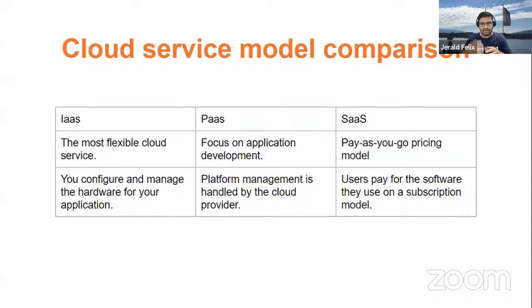So when it comes to IaaS, it is the most flexible cloud service. They provide you everything you need. For example, a compute service is an example of IaaS. So you configure and manage the hardware for your application. It is like you are buying a new computer for your own use, but instead of buying it in real time, you are selecting the resources whichever you need on the Azure portal and spinning it up within a minute.